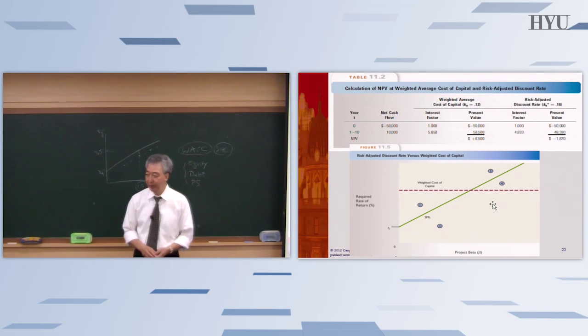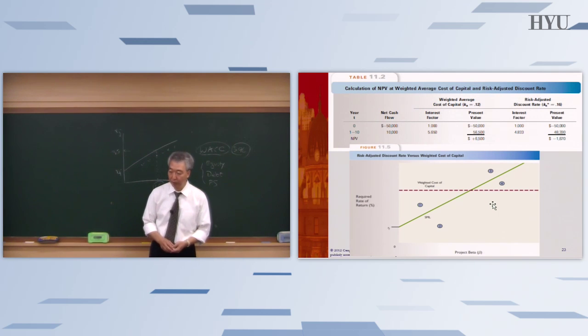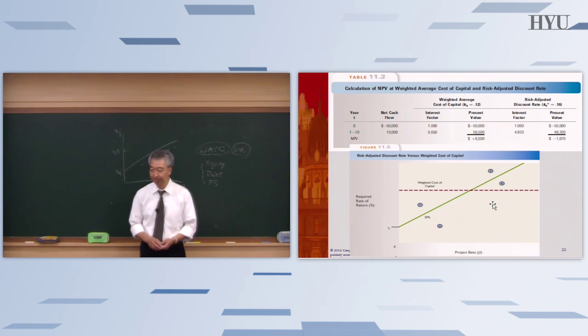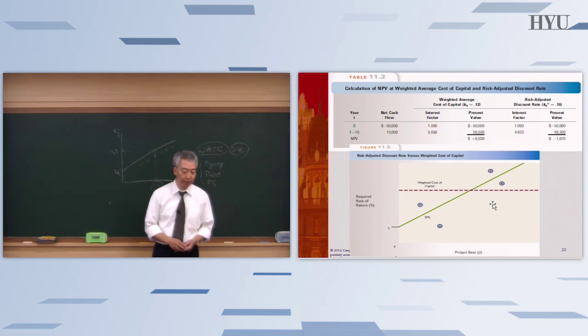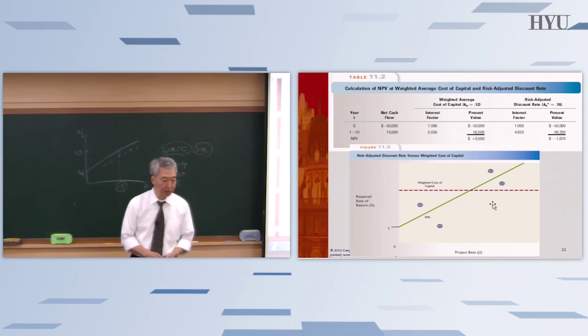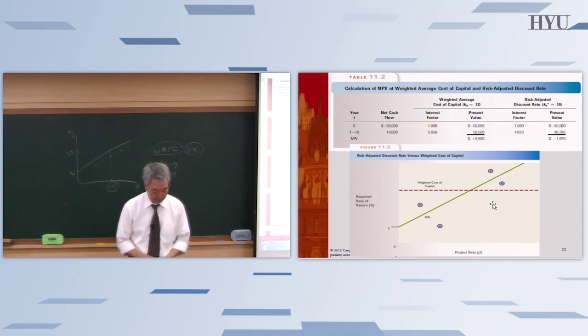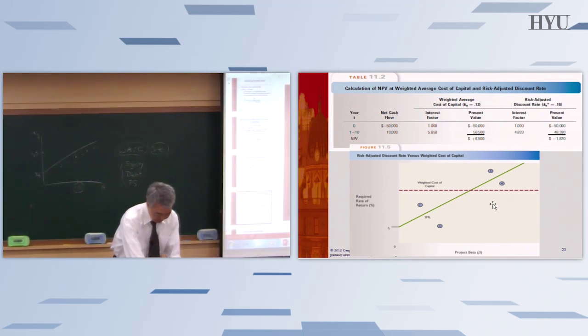I would say RADR is better because risk is certainly an important factor of any project, right? So the discount rate should be adjusted considering the risk involved in different projects. Don't you think? Okay. All right, so that's it for chapter 11. Any questions?